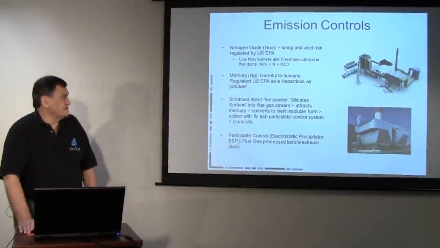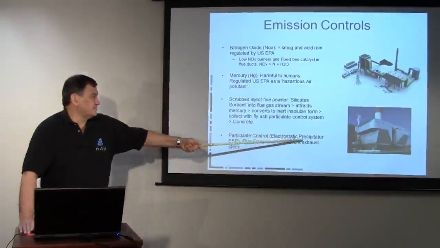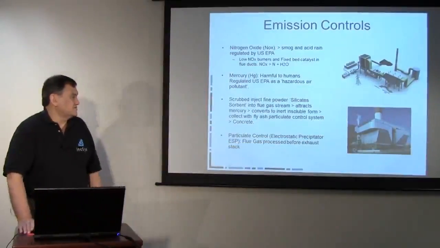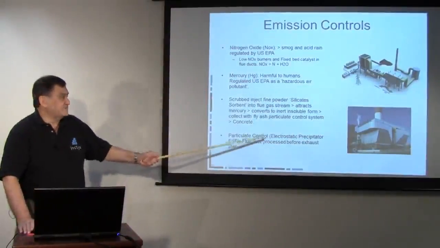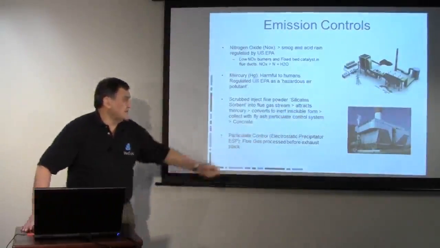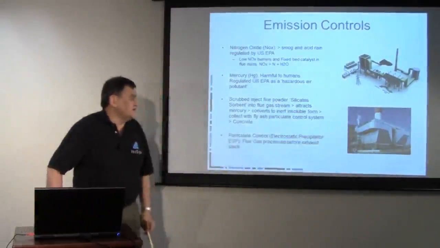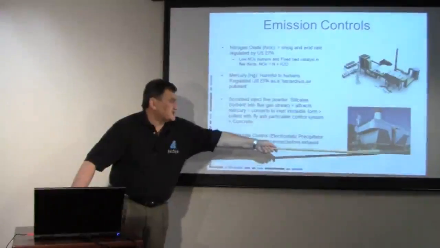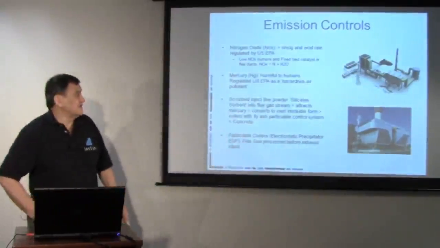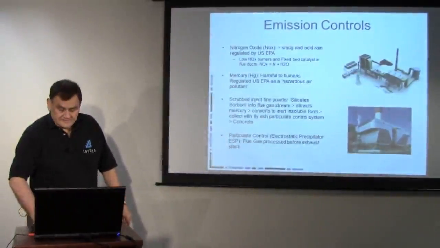So we see these huge electrostatic precipitator systems which process the flue gas before it actually goes up the stack, and here's an example of the size of that, and you have the ability to drive trucks underneath and take that waste product.